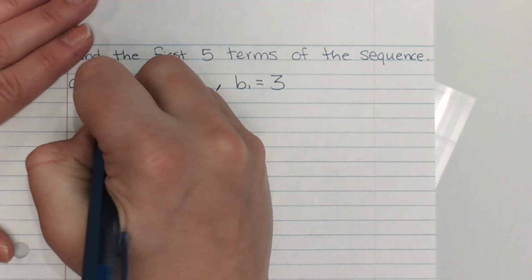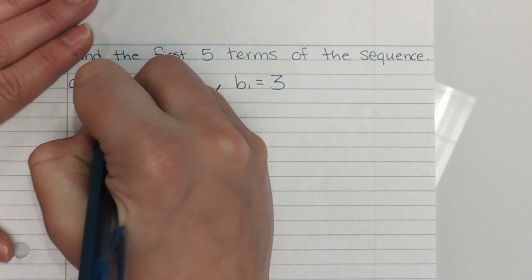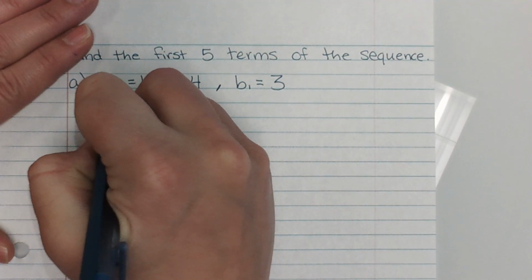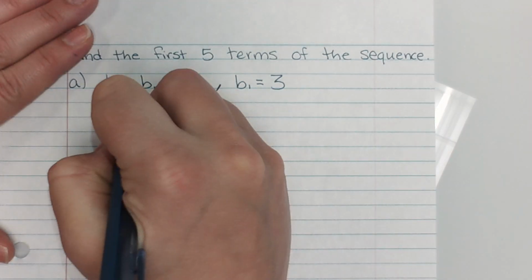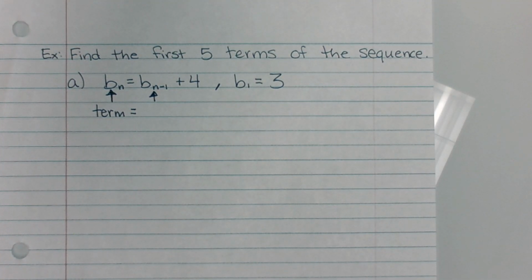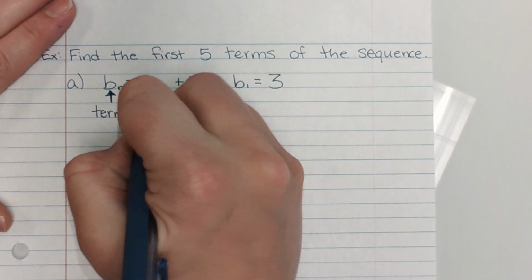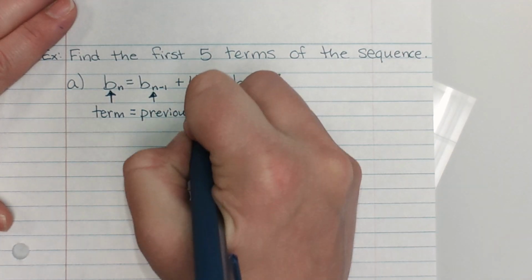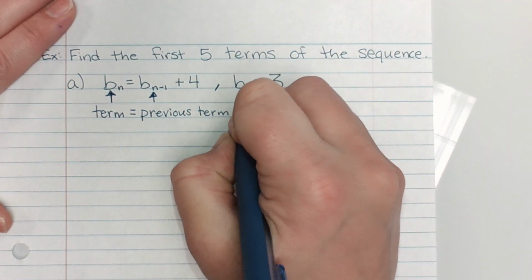So, generally speaking, when we're working with a formula, this is the term we're looking for. And according to this formula, that term is equal to whatever this term is. Look at the subscript. How much smaller is the subscript of the term we're looking for and this one? Minus 1, so 1 smaller. If you go 1 further back in the list, that is the previous term. And it says to add 4 to it.